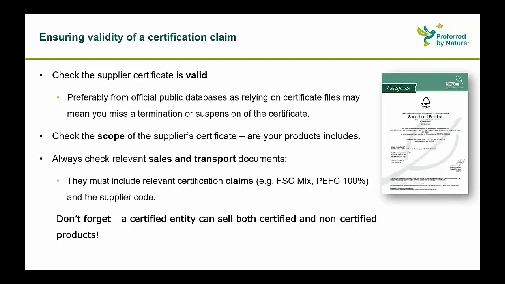Secondly, you need to check the scope of your supplier's certificate. Are the products you are sourcing included in that scope? Always check the relevant sales or transport documents between you and your first tier supplier, because that's the way of telling whether the material you have been sent is certified. You have to remember that a certified entity can sell both certified and non-certified products. And I think this happens a lot less now, but in the beginnings of the EUTR, we'd often see companies that had a chain of custody certificate from their supplier, but that doesn't tell you whether your material is certified. So always important to check that. And just on that bullet point there, to check the claim on those documents, so whether it's mix or 100%.